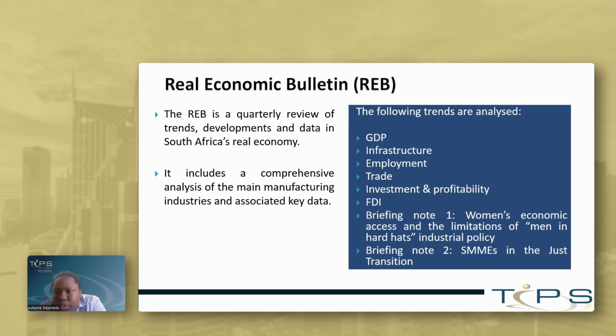One briefing note was focusing more on women's economic access and the limitations of industrial policy, men in hard hats. That briefing note was written by Nwanda Masego. Then the second one is a briefing note on SMMEs in the just transition, written by Elise Harting and Michael Hector. I'll also be taking you through some of those briefing notes, but they are available on the Real Economic Bulletin on the TIPS website that's published. So if you have some time and you want to know more about what's written in those policy briefs, you can go in detail and read them there.